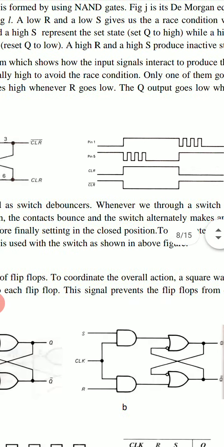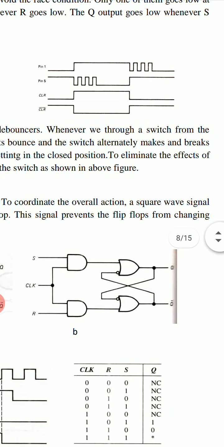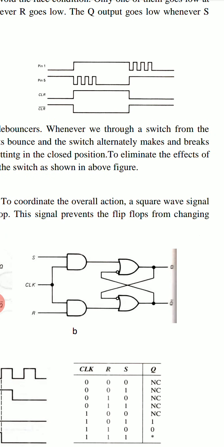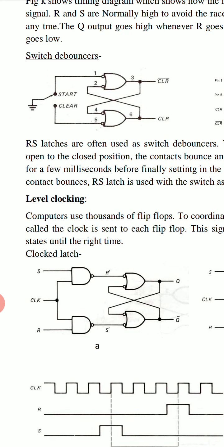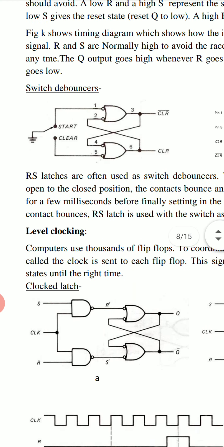This property is used here, and if the switch bounces after a few milliseconds intervals several times, this effect will be disappeared using this RS latch, and this application is known as switch debouncers.